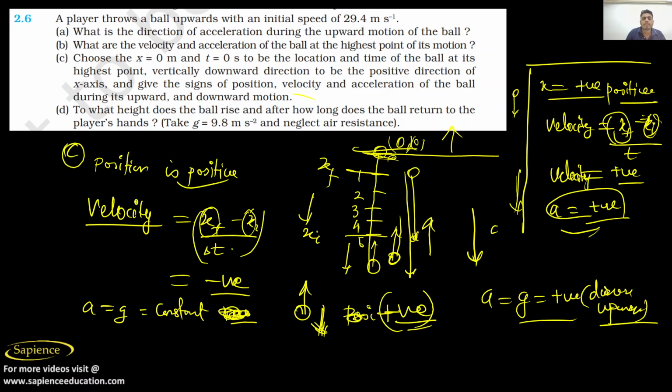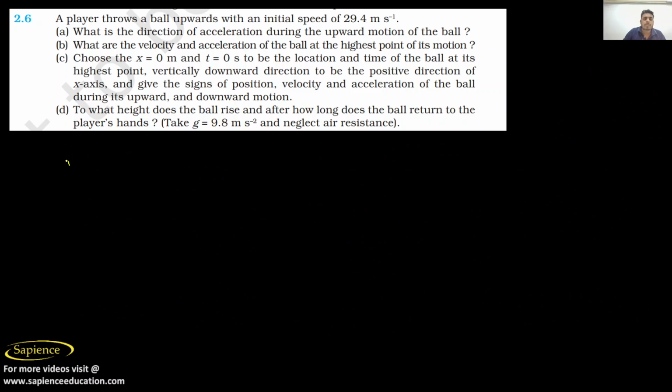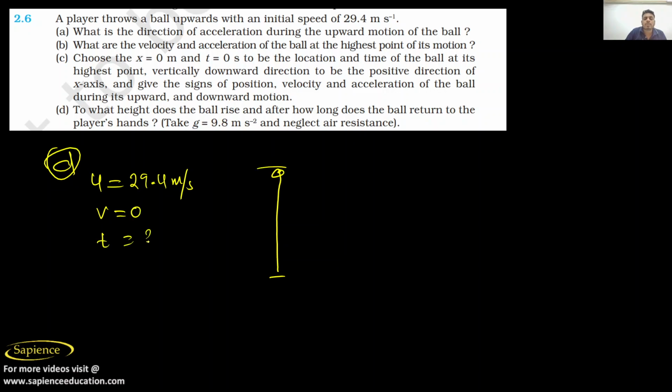Next is Question D. To what height does the ball rise, and after how long does the ball return to the player's hand? So we need to find the height. U is 29.4 meter per second. Final velocity at the highest point is equal to 0. Time we don't know, we need to find. Acceleration due to gravity is always 9.8 meter per second square.